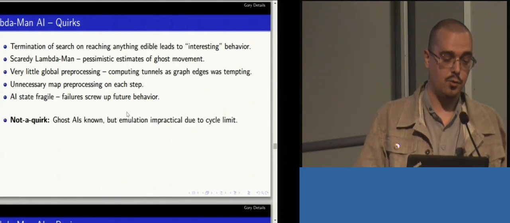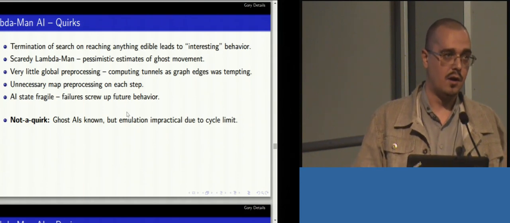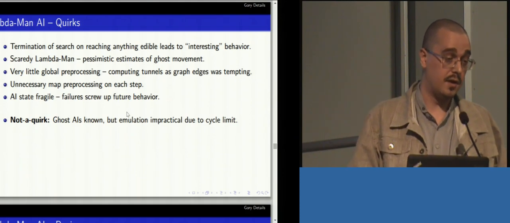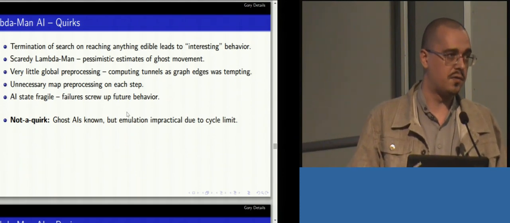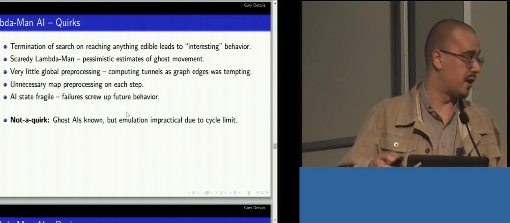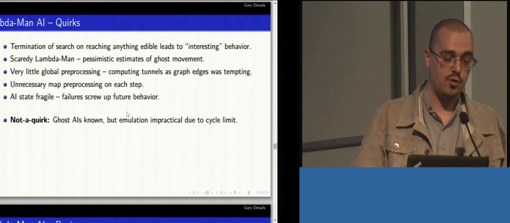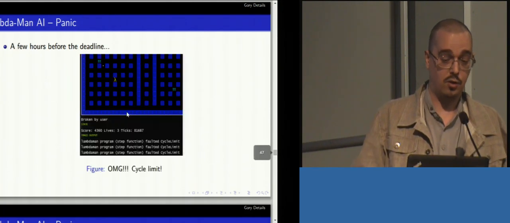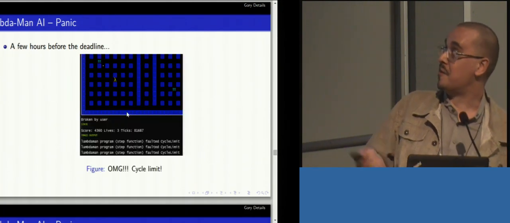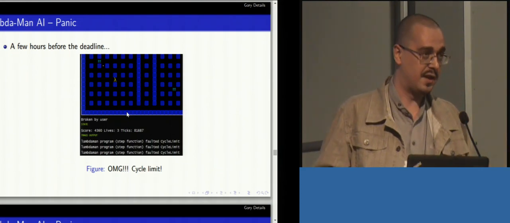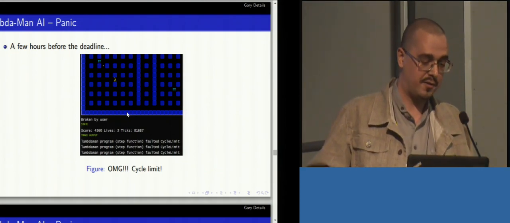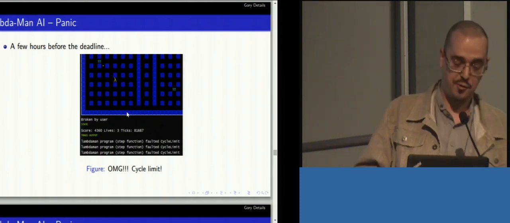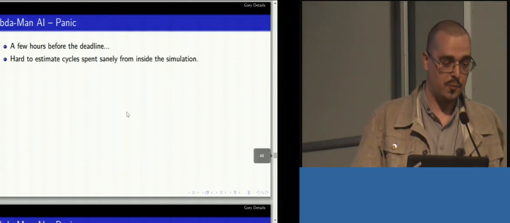Well, as I said, it's not really practical to emulate the ghost AIs, mostly because on a really large map with a lot of ghosts running around, it's easy to estimate that there simply aren't enough cycles for the lambda man to run the ghost AIs and get a good prediction of their behavior. Ironically, I ran into the cycle limit anyway. This is the dreaded cycle limit, and despite the fact that I was using a rather simple algorithm, I still encountered this problem, and I was really distressed by this, because I didn't really know what to do.